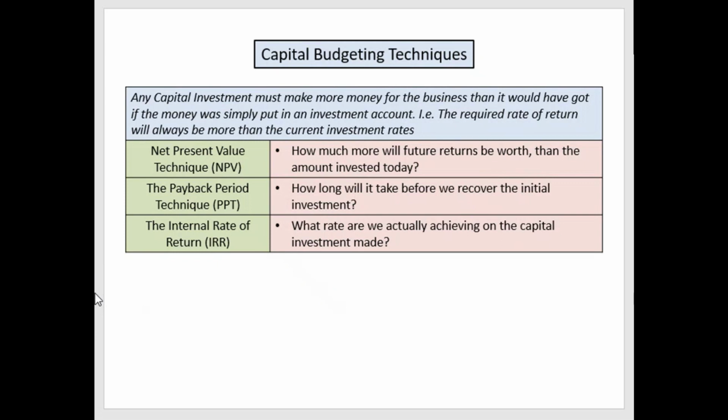Especially when you're talking about equipment, if you're going to invest in equipment, you must be able to get out of that equipment what you wanted from it to start with. So that's the idea. Any capital investment must make more money for the business than it would have got if the money was simply put in an investment account, because that's the easiest thing to do. I.e., the required rate of return will always be more than the current investment rate.